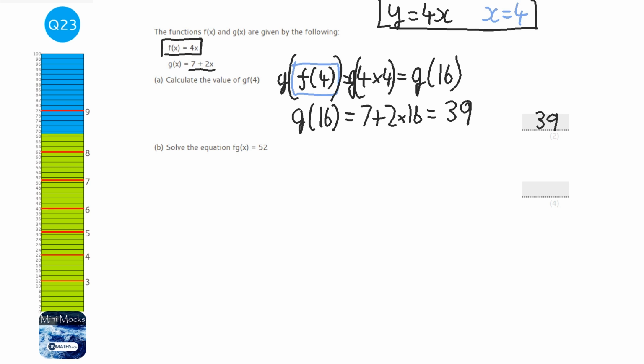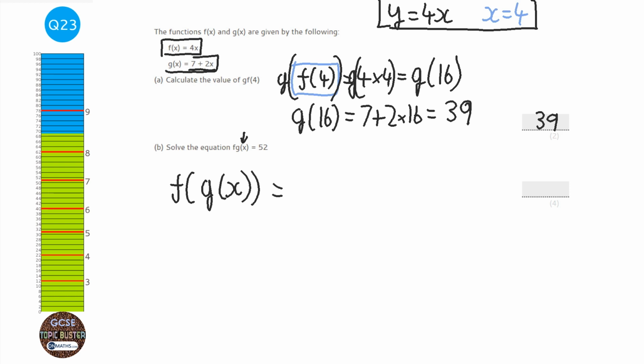This time it's important to notice that the f and g are the other way around. So it's g that we're going to be doing first and then f. Now the thing we're feeding in is x. Well, you can't feed in x as x. Well, you can. It's just going to remain as x. So let's focus on the g first. So we're going to do g of x first. And now g of x is just given to us in the question. It's this bit here. So it's going to be 7 plus 2x.